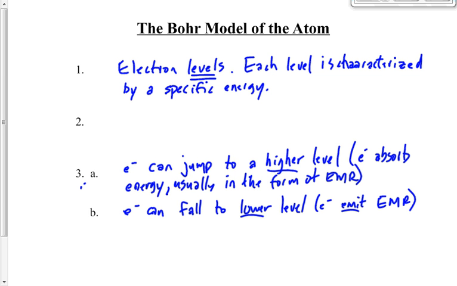Remember when we introduced the concept of EMR ages ago now, like a month or so ago? Very first day, we said that there were three types of EMR, infrared, visible light, and ultraviolet, that were produced by transitions of electrons in atoms. These are the transitions. When an electron falls from a high level to a low level, it gives off EMR.